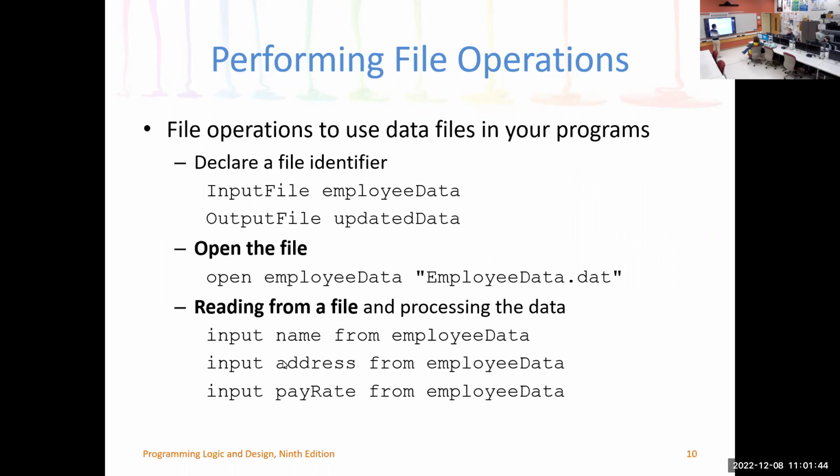So the first thing, when we work with the file, you have to declare a file identifier. The file identifier, you can think about it as a variable. It is linked to the file, linked to the actual file you are working with. And in order to declare the file identifier, you have two keywords.